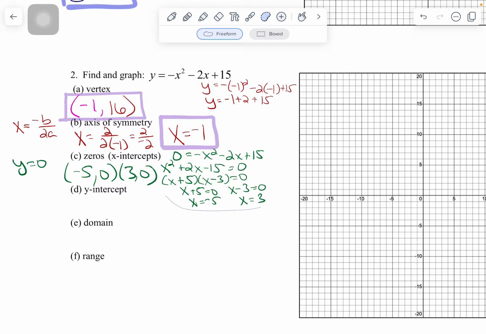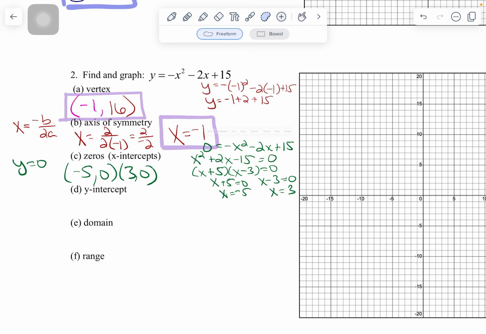I wrote a little on the large side, so let me just slide this off to the side here. I can still see all the pieces I'm working with, so I'll work with that. So there's my 2 zeros, my x-intercepts.